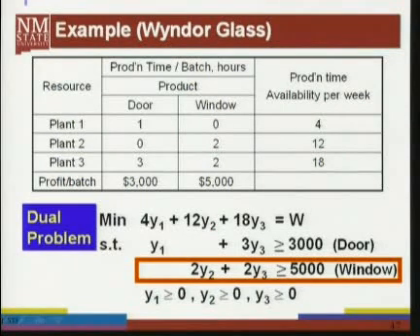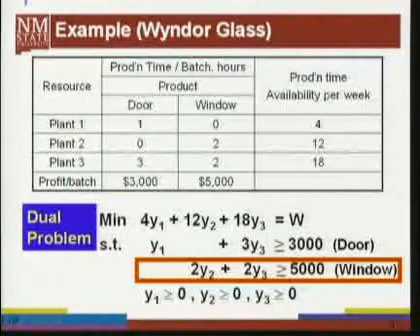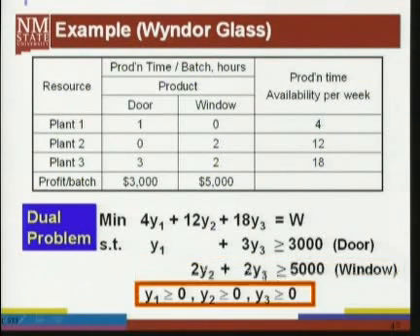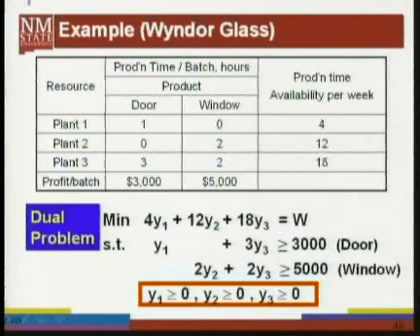Likewise, at least $5,000 must be paid for the combination of resources used to produce a window. So y2 and y3 must satisfy 2y2 plus 2y3 is greater than or equal to $5,000. And the second restriction, that the y1, y2, and y3 variables are greater than or equal to 0, must also hold.